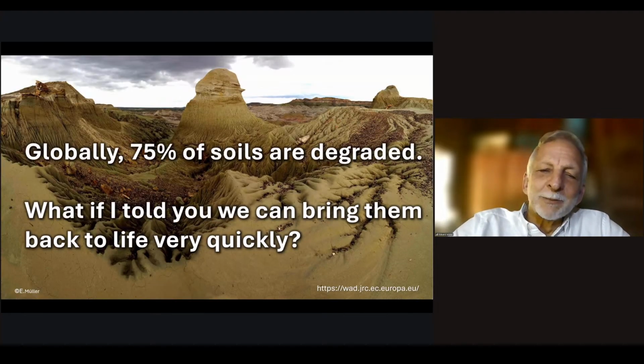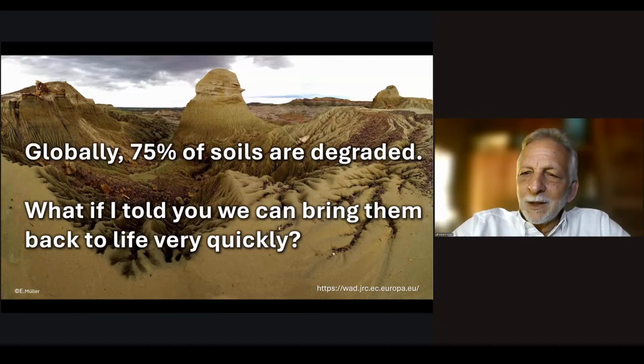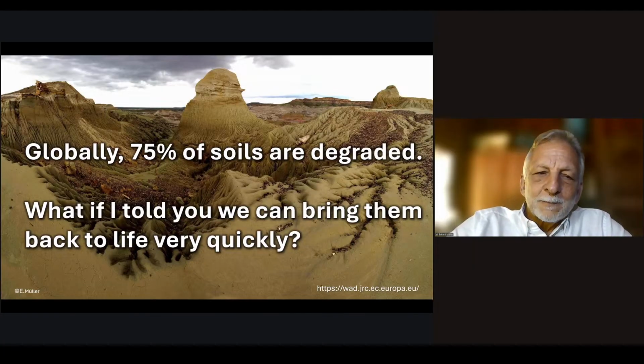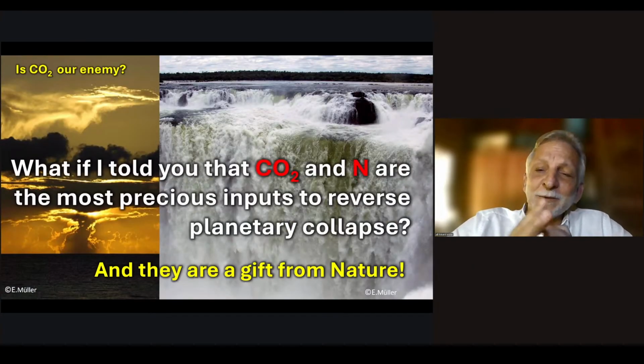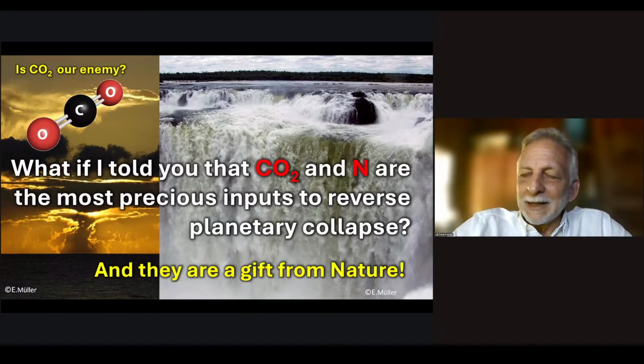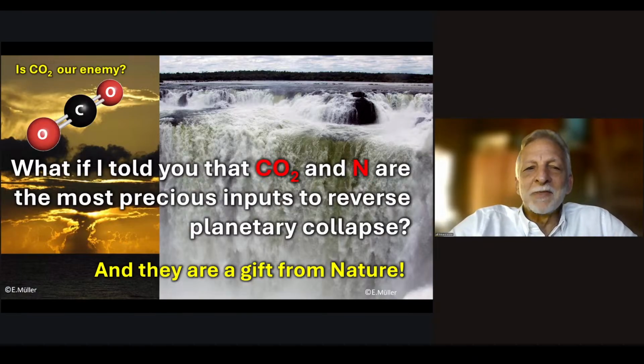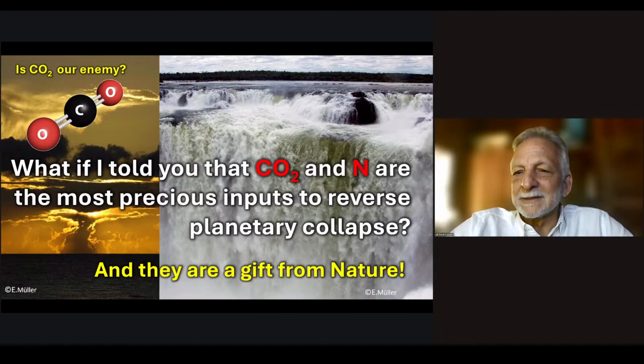Now, what if I told you we can bring them back to life very quickly? We've regenerated soil in 2 months. That's all it takes. And what if I told you, as I said before, CO2 and nitrogen are the most precious inputs we have to revert planetary collapse. And they're free. Nitrogen is the most abundant element in the atmosphere, and CO2 too. This is the gasoline for photosynthesis.